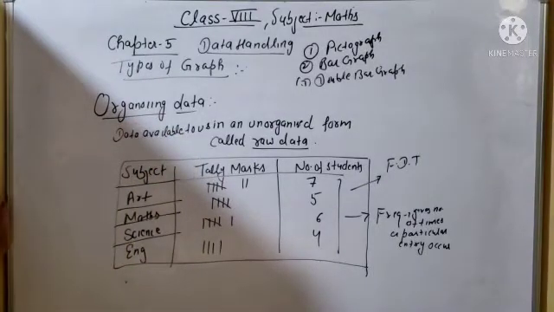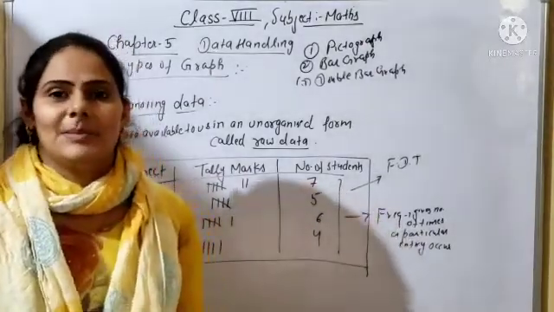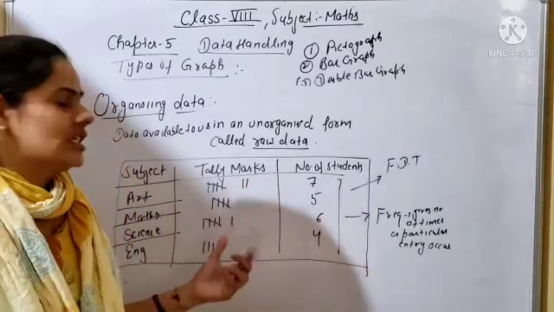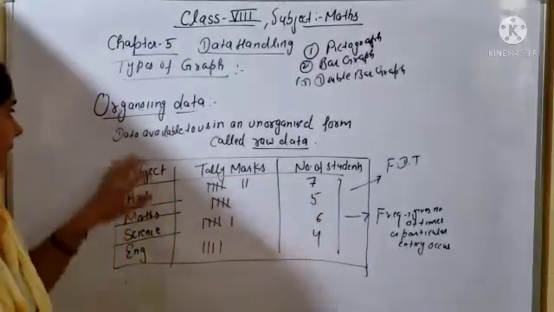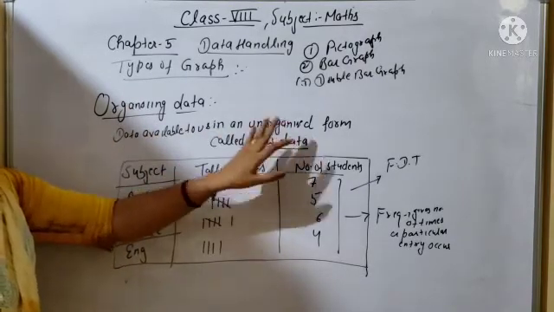After that, organizing data. Today we will start organizing data. In organizing data, I will tell you about frequency, what is frequency, what is a frequency distribution table, and why you use tally marks. First of all, how will you organize the data? Data is available to us in an unorganized form.